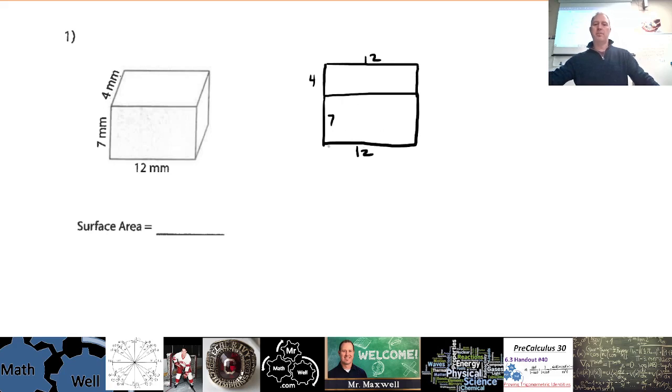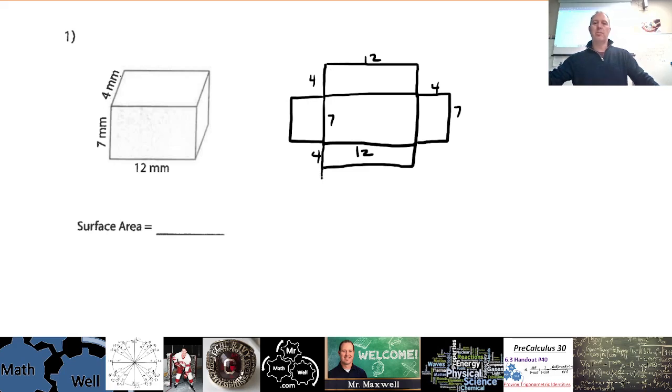What should the bottom have? We can assume that these are right rectangular prisms, so the top and the bottom should be equal. 4 by 12. The sides should also be equal, so this is going to be 7 by 4 on either side. 4 there, 7 there. And we've got the back side, which you can put on the top or the bottom.